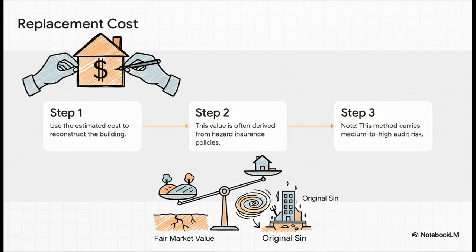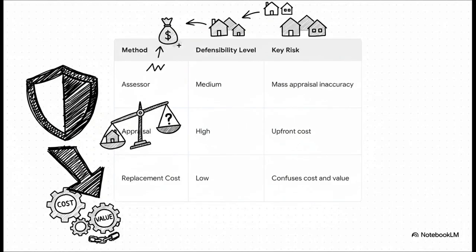It's a different concept. This approach almost always understates the land's true value, which puts you right back in danger of committing that original sin. So here's the bottom line when you put them side by side. The appraisal method gives you the highest defensibility, period. The assessor method is a reasonable fallback. But the replacement cost method carries significant risk because it's confusing two totally different valuation concepts.